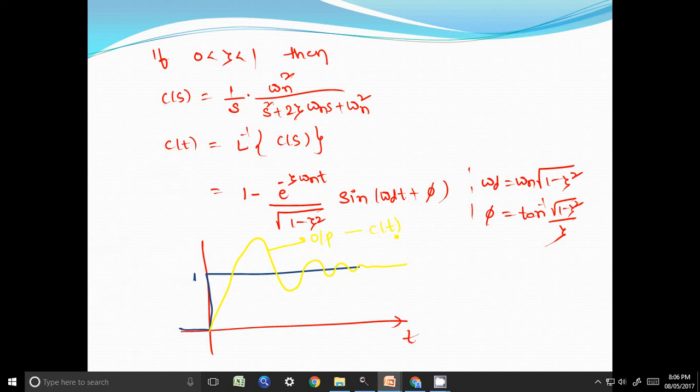So for the underdamped system, that is for zeta between 0 and 1, if we apply a step input, then the output is oscillatory, but not pure oscillations. It will rise above the input, reach the peak amplitude, after that it will decay, and again it will increase and decrease, and finally after some time it will settle down and reach the steady state. This is for the underdamped system.